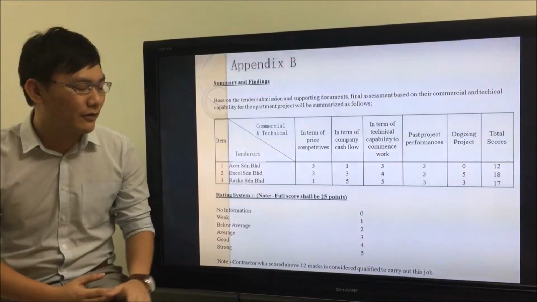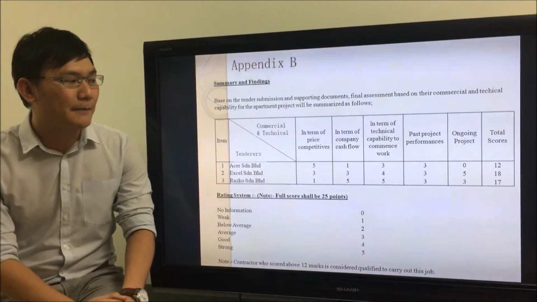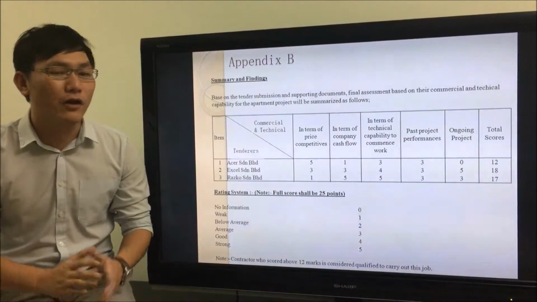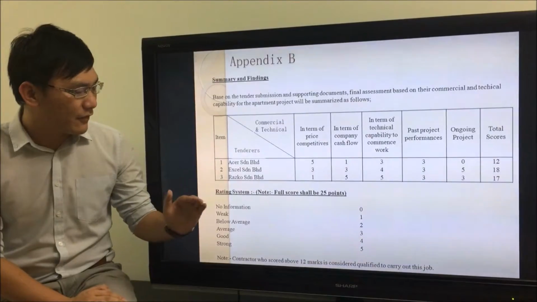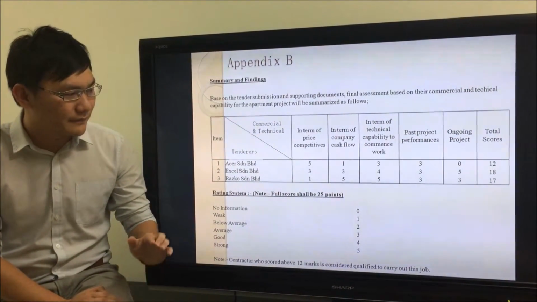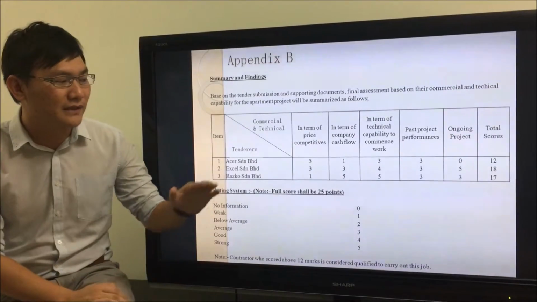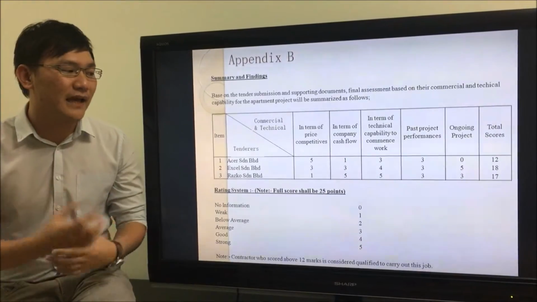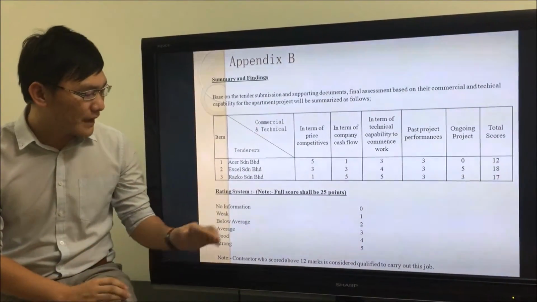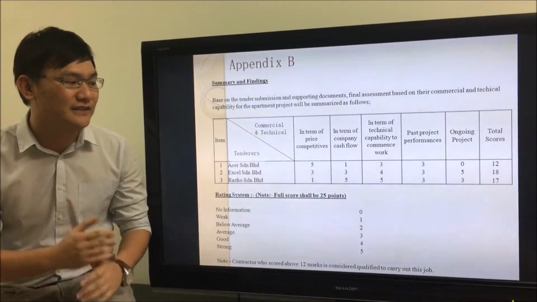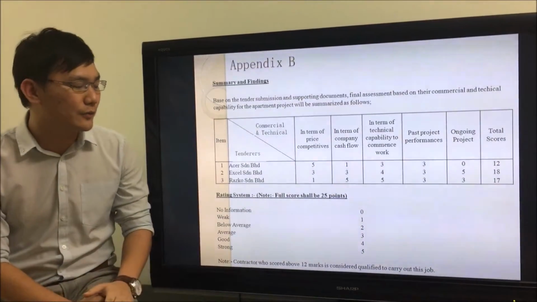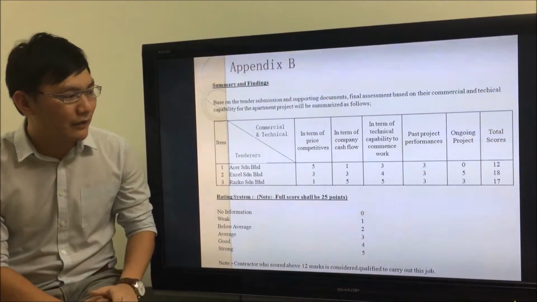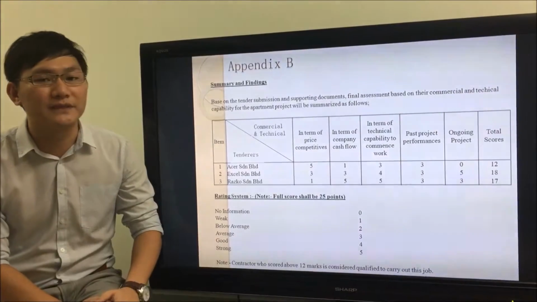So I computed 5 for Rasco Cerebral Heart, and then for past project performance, all are considered as steady, and for ongoing projects, Excel Cerebral Heart has a lot of projects, so I computed it as 0, and Excel Cerebral Heart has no project in hand, so he has the highest score, and then Rasco Cerebral Heart is in the average stage. And then the total score for Excel Cerebral Heart will be 12, Excel Cerebral Heart will be 18, and Rasco Cerebral Heart will be 17.